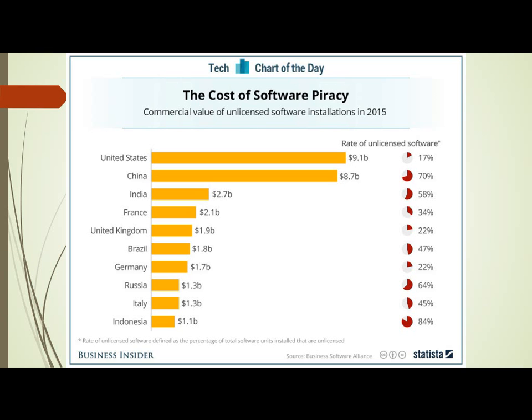So in this chart we can see the cost of software piracy: United States 1.1 billion, China 8.5 billion, India 2.7 billion, France 2.1 billion, United Kingdom 1.9 billion, Brazil 1.8 billion, Germany 1.7 billion, Russia 1.3 billion, Italy 1.3 billion, Indonesia 1.1 billion. This shows the rate of unlicensed software being used in those countries, and the losses. It is the commercial value of unlicensed software installation in 2015, based on the study of the Business Software Alliance.